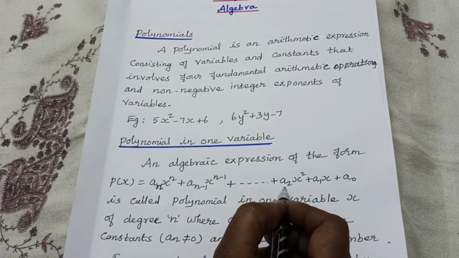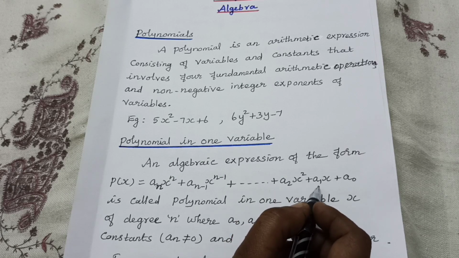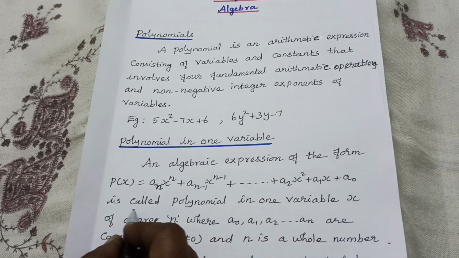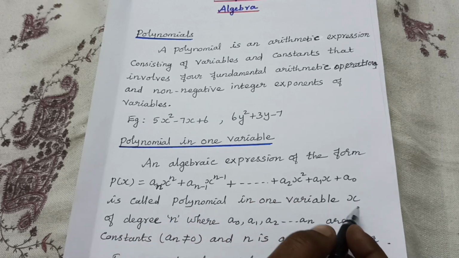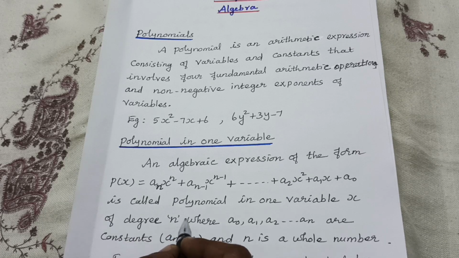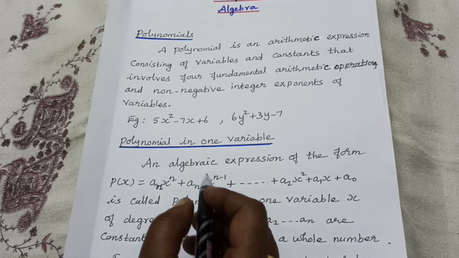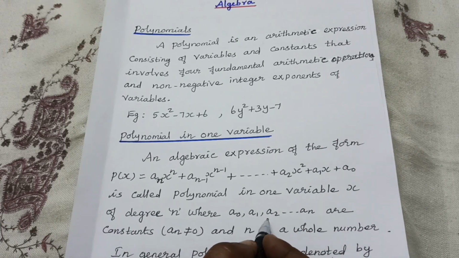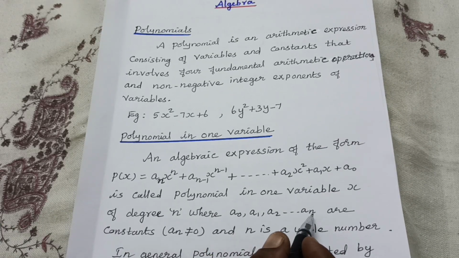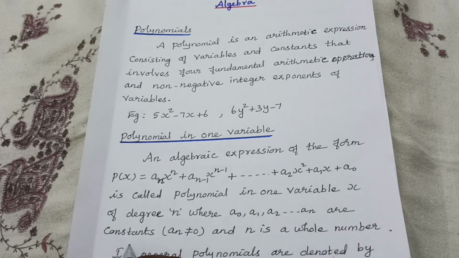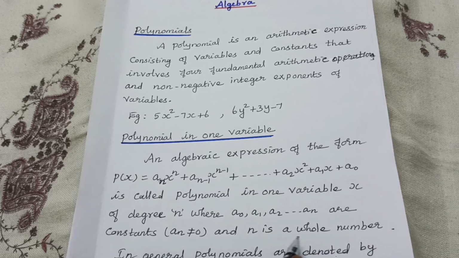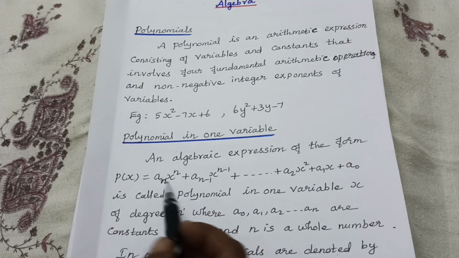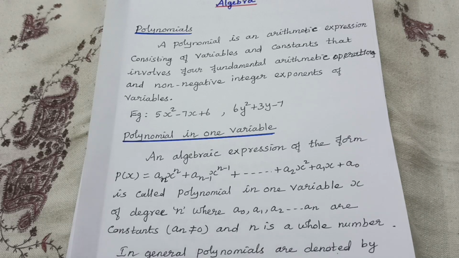Then plus a2 x square plus a1 x power 1 plus a0 is called the polynomial in one variable x of degree n. Okay, this is the general form where a0, a1, a2, etc. up to an are constants and n is a whole number. Okay, but this an is not equal to 0.